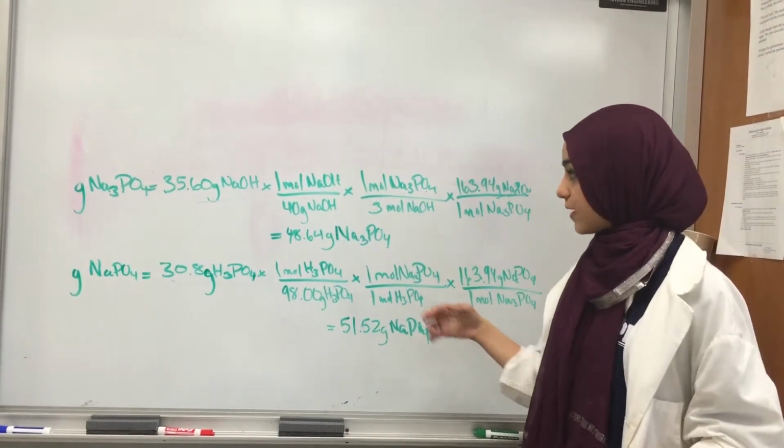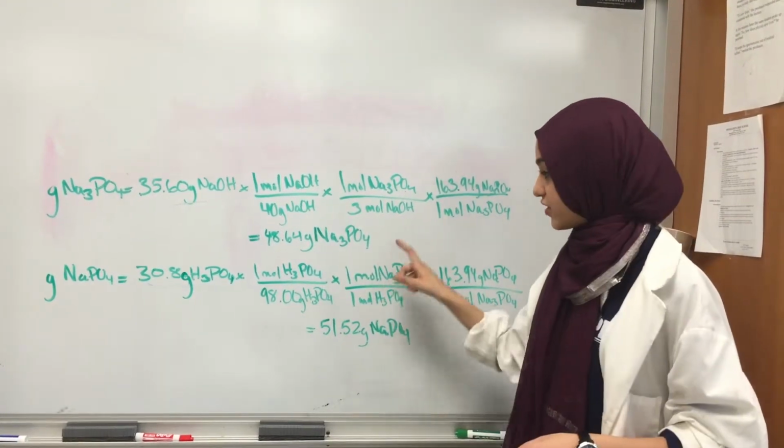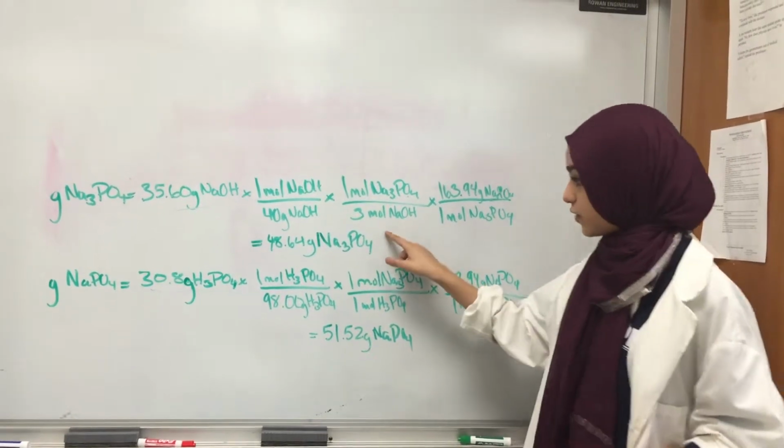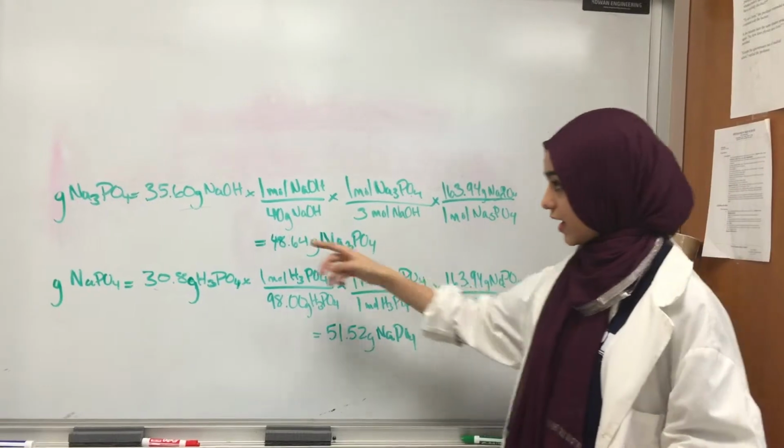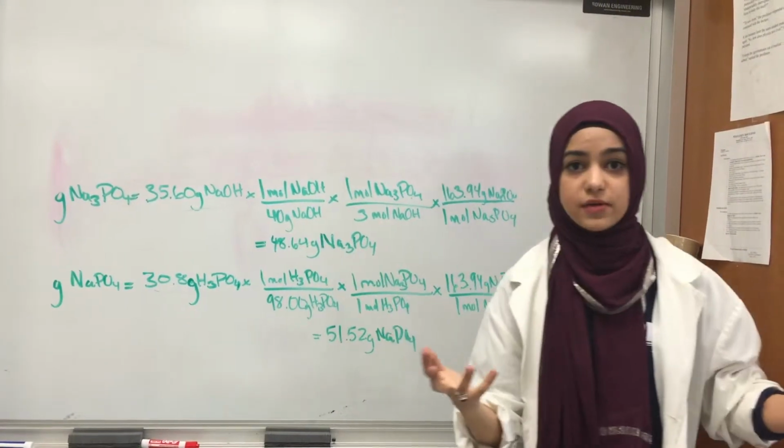So, since the sodium hydroxide formed less product than the phosphoric acid, as we see here, it made 48 here and 51 here. So the NaOH, sodium hydroxide, is the limiting reactant.